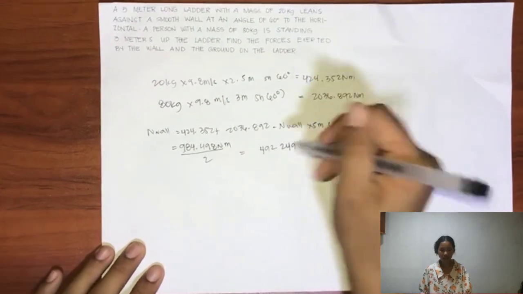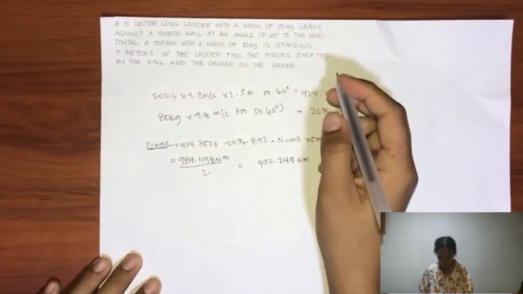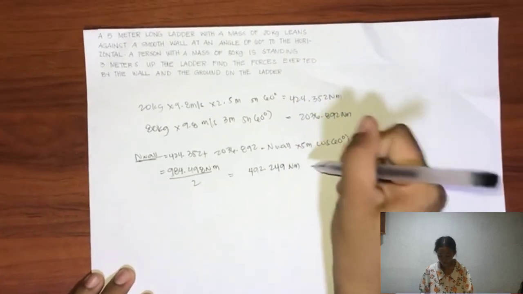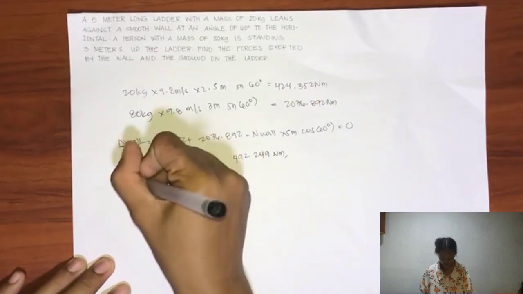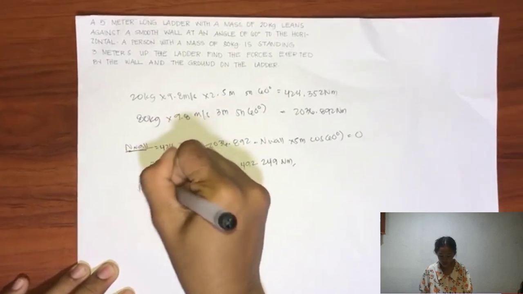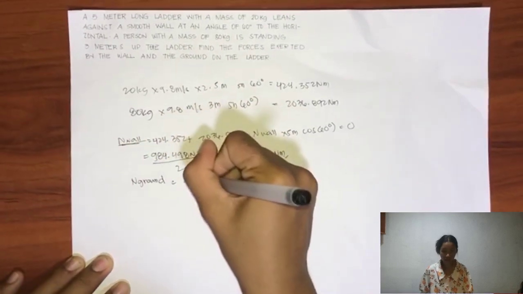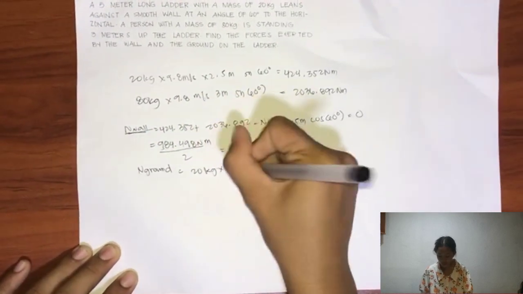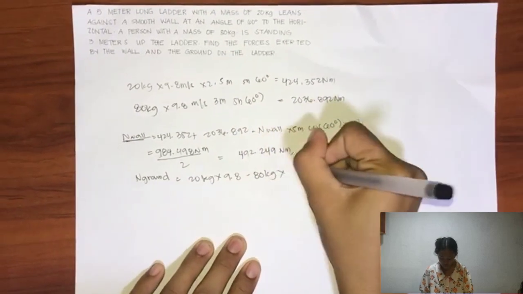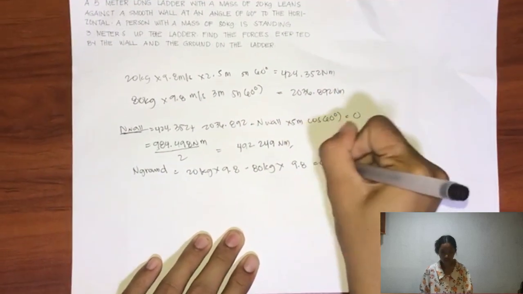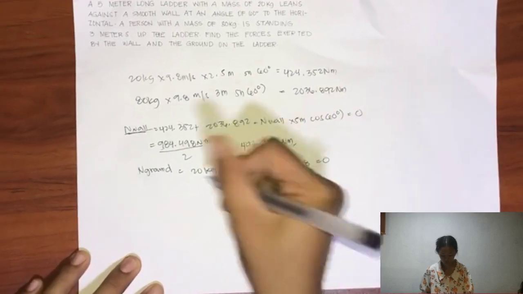So, nakuha na natin ang N wall, which is yung 492.249 Newton meter. So, ngayon naman, ang hanapin natin ay ang N ground. Is equals to 20 kg times 9.8 plus 80 kg times 9.8 meter per second squared. Our N ground is equals to 918 Newton.